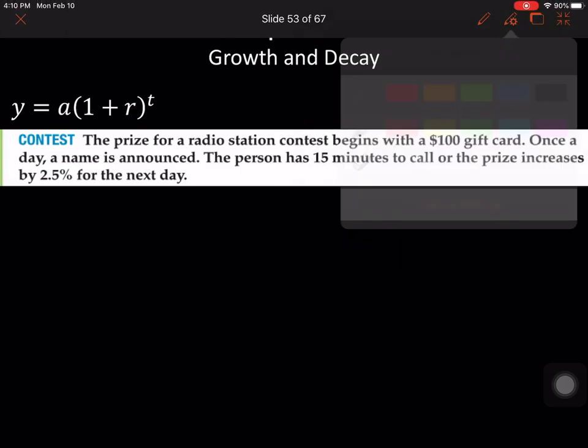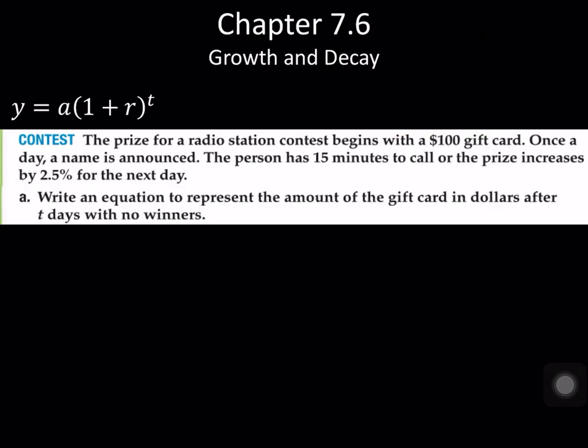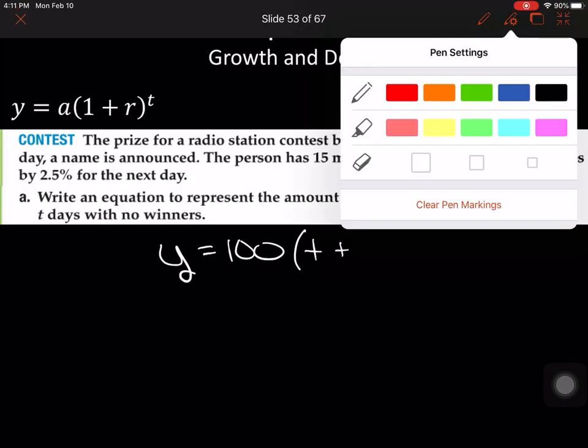I'm gonna let this go away. And then what's our question, right? We don't have a question yet. So here we go. Part A. Write an equation to represent the amount of gift card in dollars after, okay, so this sounds like a final amount if it's after T days with no winners. So here we go. My final amount is my initial amount times 1 plus, that's not a 1, sorry about that.